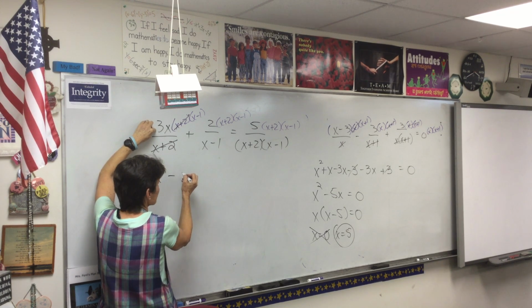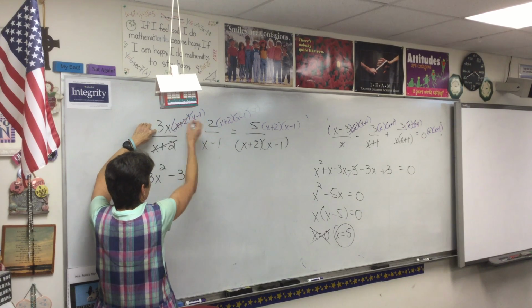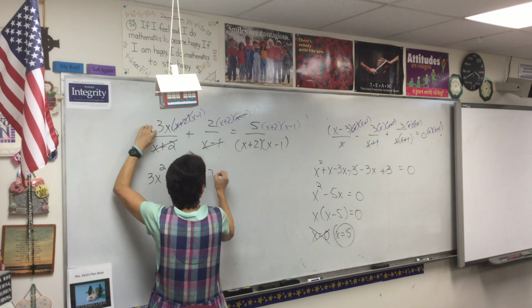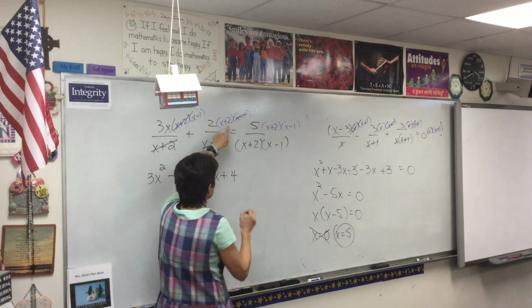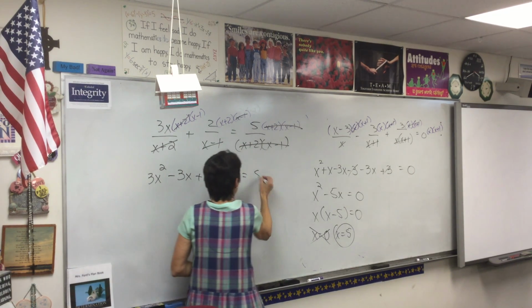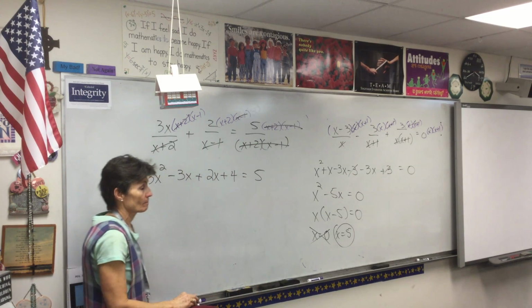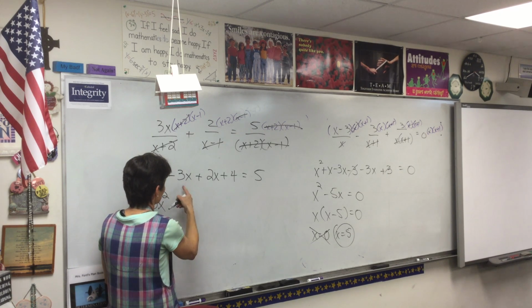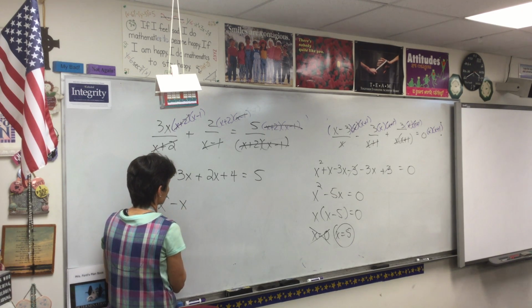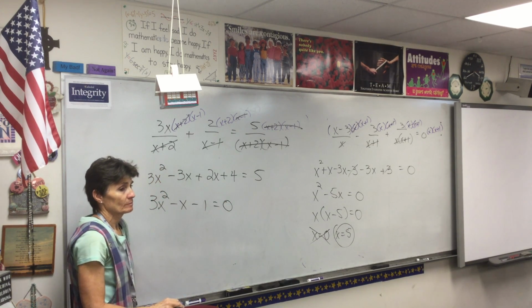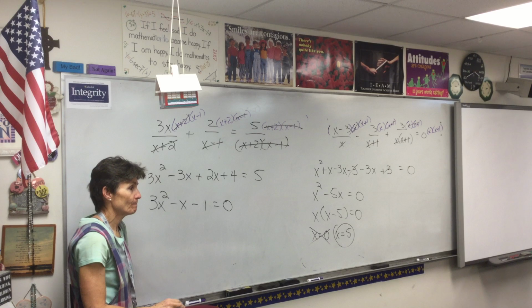3x squared minus 3x. You're distributing. Plus 2x plus 4, again, you're distributing, minus 5 equal to 5. Subtract the 5. So 3x squared, let's see, minus x minus 1. Did I do that right? Yeah. Shoot. No factoring here.